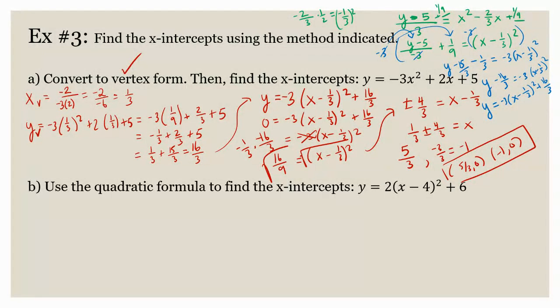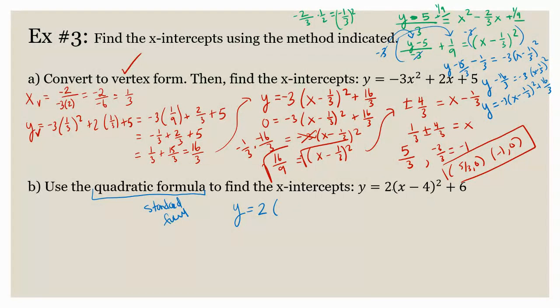So this next part of example 3, we're going to be using the quadratic formula to find the x-intercept. So even though, yes, I can certainly plug in 0 and do it this way, I'm asked to use the quadratic formula. And in order to use the quadratic formula, I need it to be in standard form. So I'm going to go ahead and convert this to standard form. So that means I need to expand it.